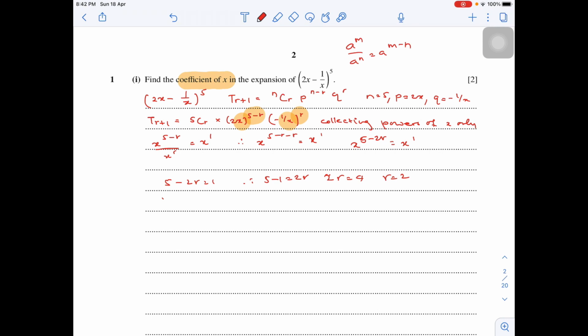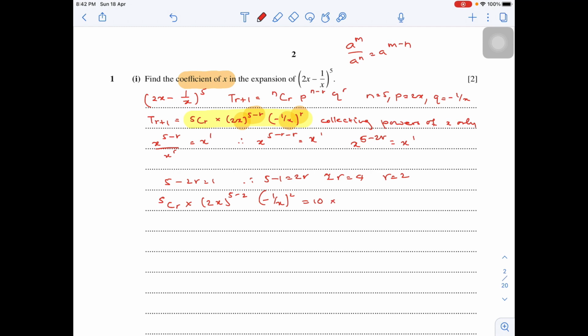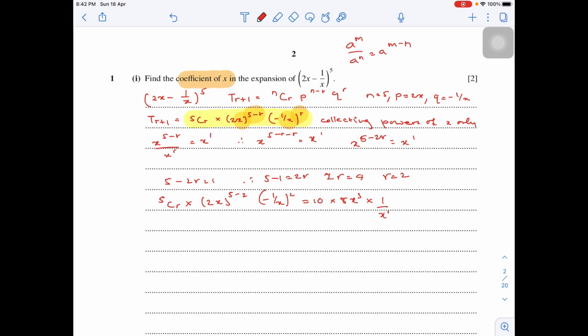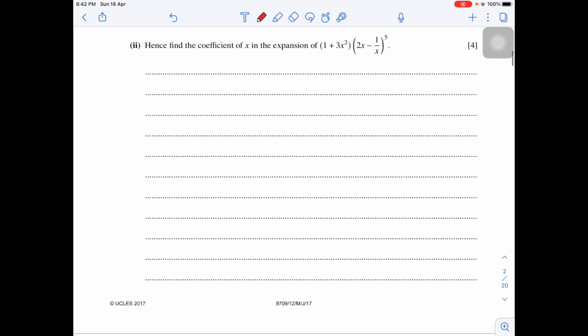Substitute r equals 2. So I'm writing 5Cr times 2x to the power 5 minus 2, negative 1 over x to the power 2, which is 10. 5C2 is 10. (2x) to the power 3 is 8x cubed, times negative 1 over x squared, which is the same as 80x. Therefore, coefficient of x is 80.